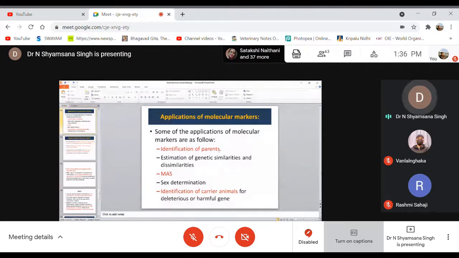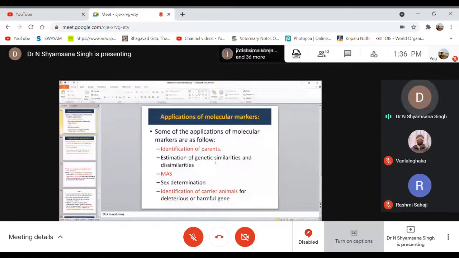Then estimation of genetic similarities or dissimilarities. Here, so many individuals are there in a population, we can estimate what the genetic similarities are. In our statistical methods, we use this relationship coefficient. What is your relationship with your brother, with your father? 50%, 25%, like that. So by using these molecular techniques or molecular markers, we can identify those similarities between two individuals as well as the distance or dissimilarities.